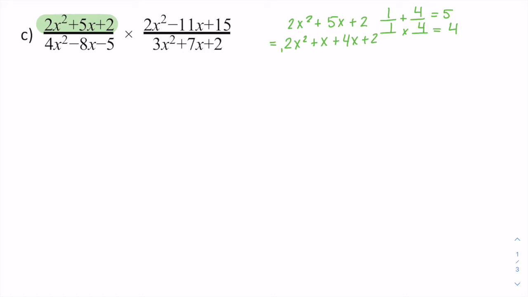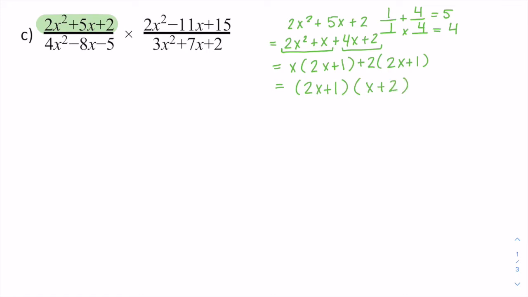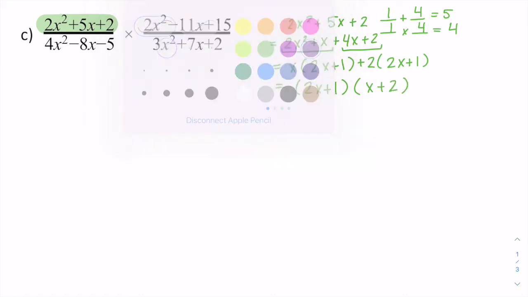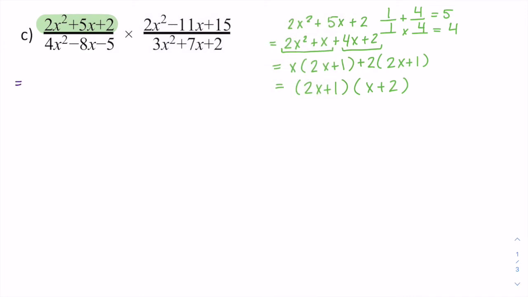And now I'm just going to factor by grouping. So I factor as much as I can out of these two groups. So I take out an x, and I'm left with 2x plus 1, and I can take out a 2 of the other one, and I'm left with 2x plus 1. Next, I take that 2x plus 1 out of both terms. I'm left with x plus 2. So that is what goes on the numerator of my first expression here: 2x plus 1, x plus 2.